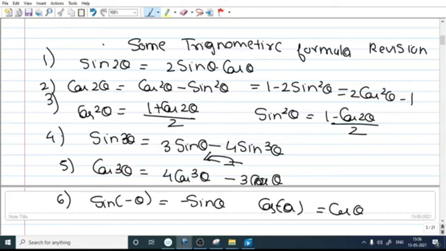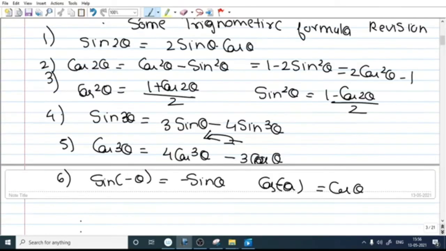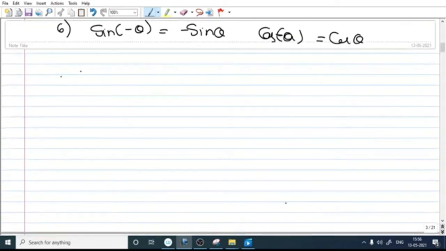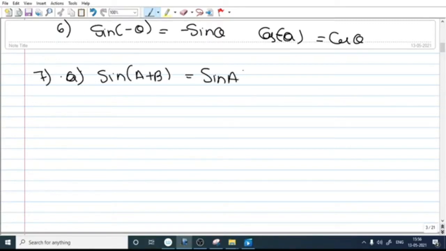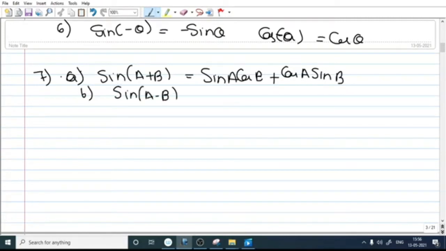Cos minus theta, sorry, cos minus theta is what? Cos theta. Now let's see some other formulas which you will come across. The seventh one which we are going to see has an a part. The a part is sin(a plus b). Sin(a plus b) is what? Sin a cos b plus cos a sin b, right? And the b part is sin(a minus b). It is sin a cos b, only the difference is that minus will be here, cos a sin b.